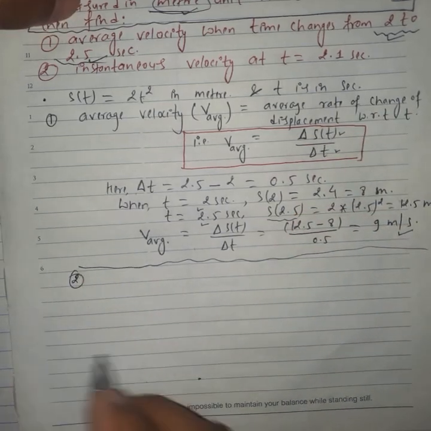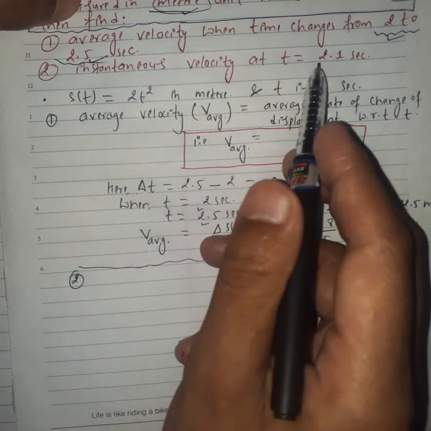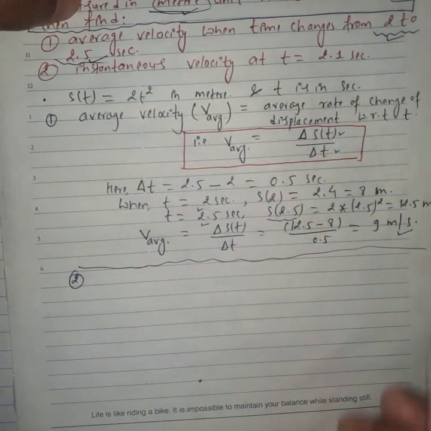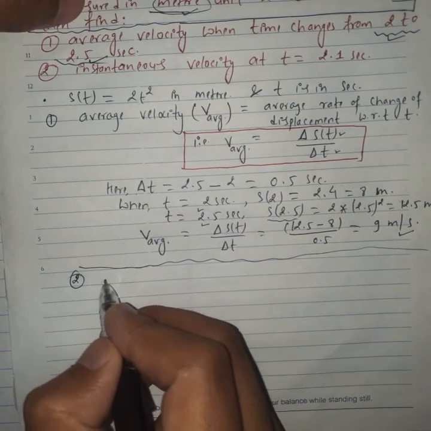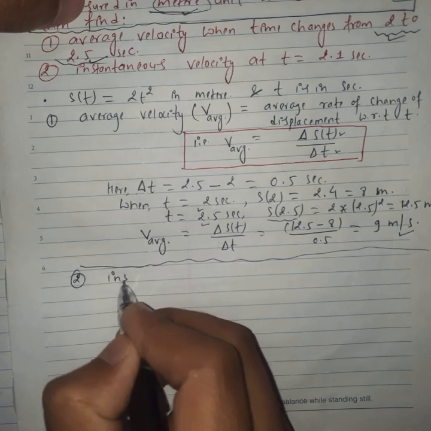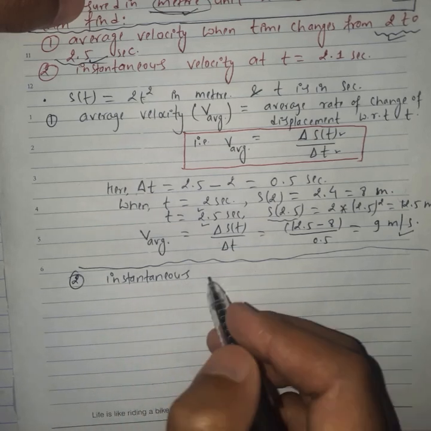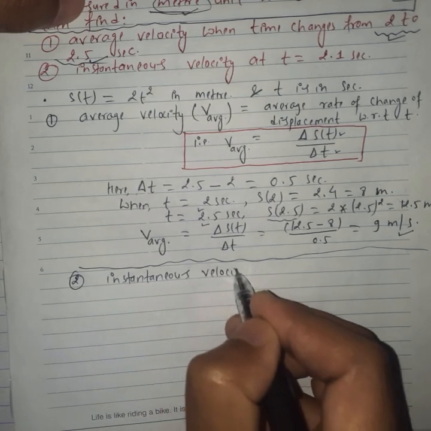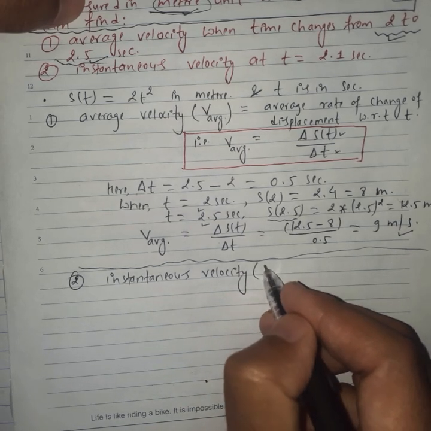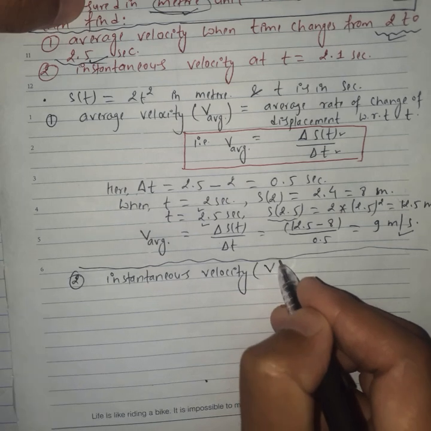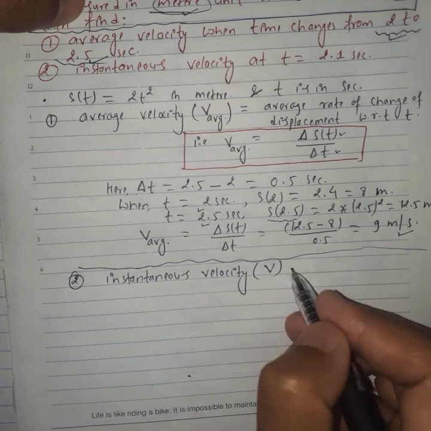And then let's move to the next question, question number 2. Here we have to calculate the instantaneous velocity at the exact instant of 2.1 seconds. First of all, let's define the instantaneous velocity. Let me write the definition. The instantaneous velocity is denoted by just a small v.